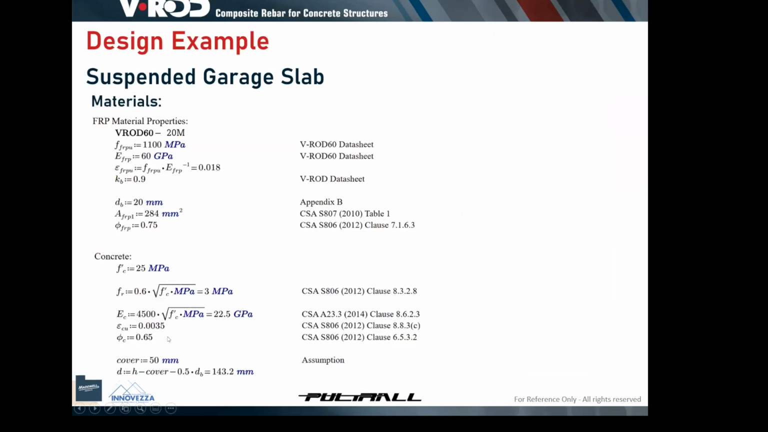First, to choose the material, we used V-ROD 60 20M bars, 20 millimeter bars, with an ultimate tensile strength of 1100 megapascal and a modulus of 60 gigapascal. The diameter of the bar is 20 millimeters, and the cross-section area of the bar is 284 square millimeters. The phi factor per the code is 0.75 for the GFRP reinforcement. f'c was 25 megapascal, and we used 50 millimeter concrete cover, so the depth was 143 millimeters.